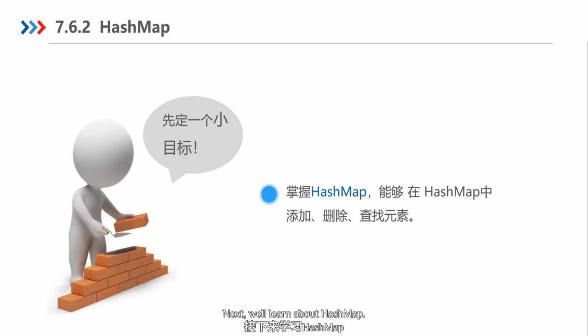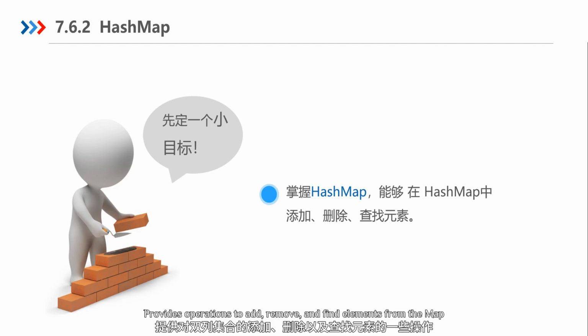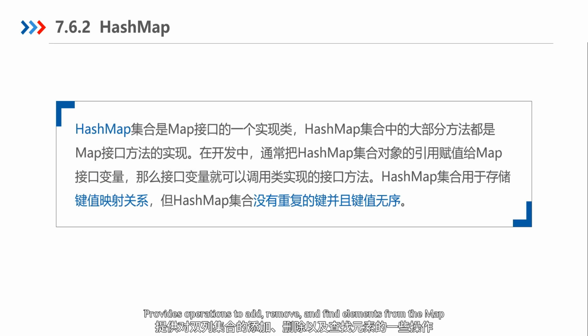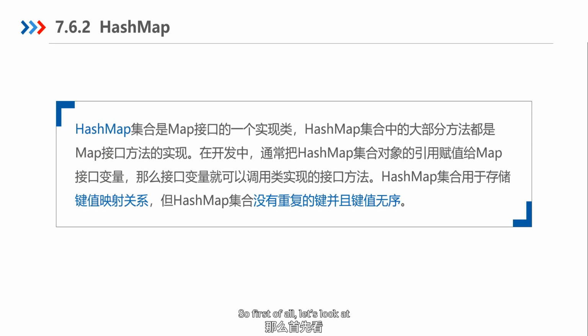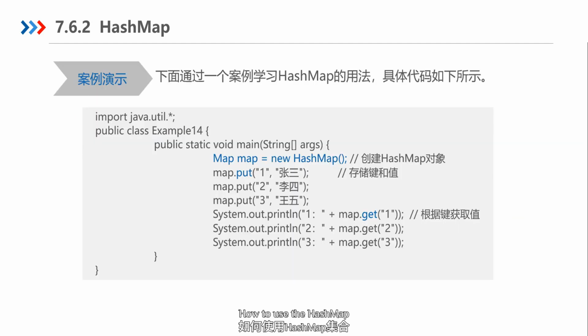Next, we'll learn about HashMap. HashMap is the core implementation of map. It provides operations to add, remove, and find elements from the map. So first of all, let's look at it. Since we have a map, that means the key cannot be duplicated. Value allows duplicates. How to use the HashMap?